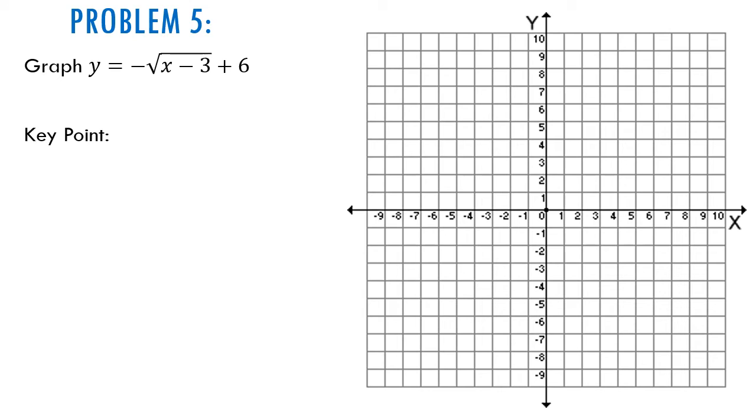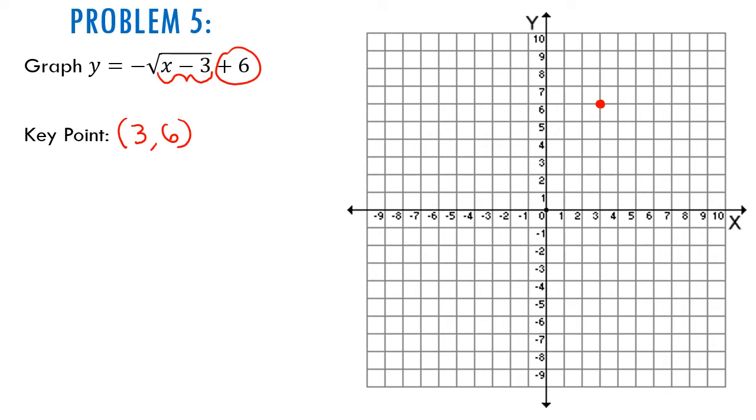Okay, our next problem, we have a negative square root x minus 3 plus 6. Once again, we are going to use the idea of what number minus 3 is equal to 0. That would be positive 3. And whatever our back number is, that's the y value. So we're going to have 3, 6.